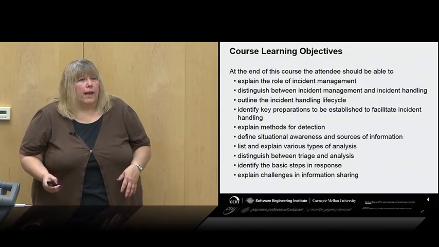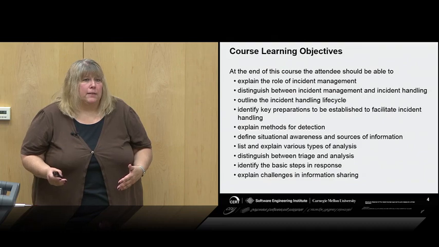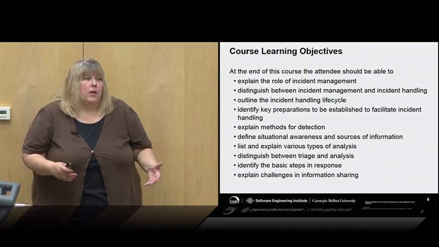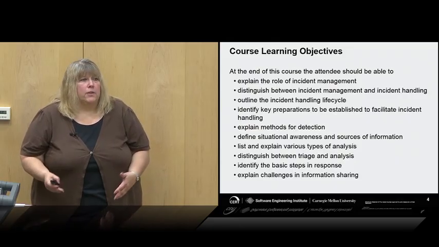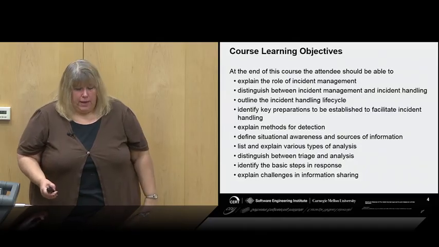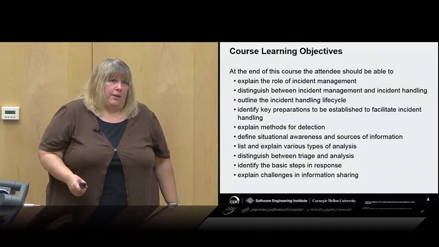We'll also take a look at analysis, and there are many different types of analysis. There is everything from malware analysis to digital media analysis, regular media analysis, vulnerability analysis. We'll talk about those things, the differences, and how they tie in and interface with incident management.